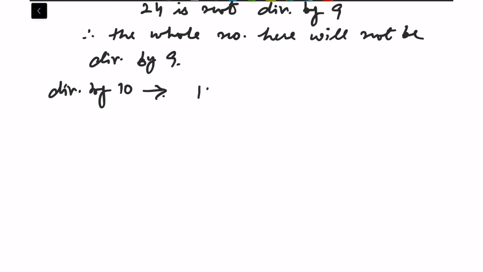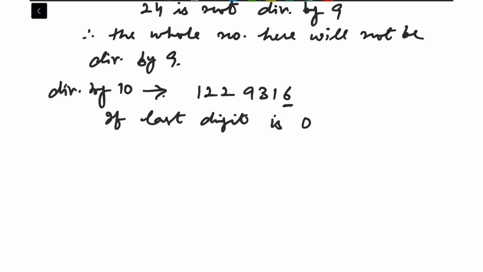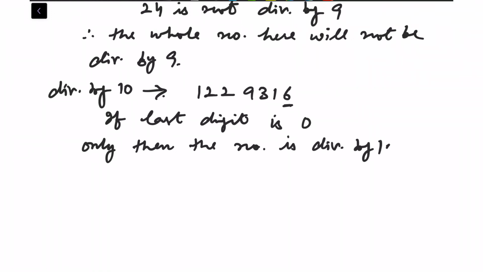We will take the number again. Here, to see divisibility by 10, we have to see only the last digit. If the last digit is 0, only 0, only then the number is divisible by 10.